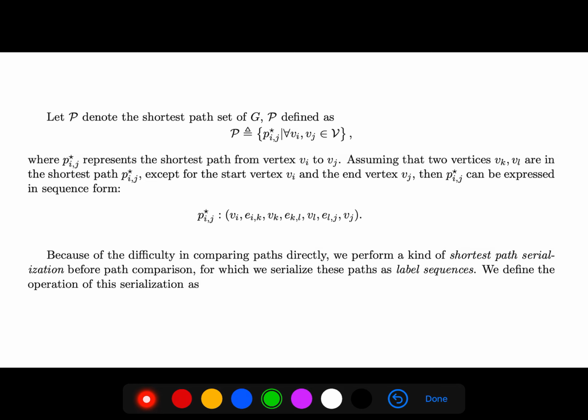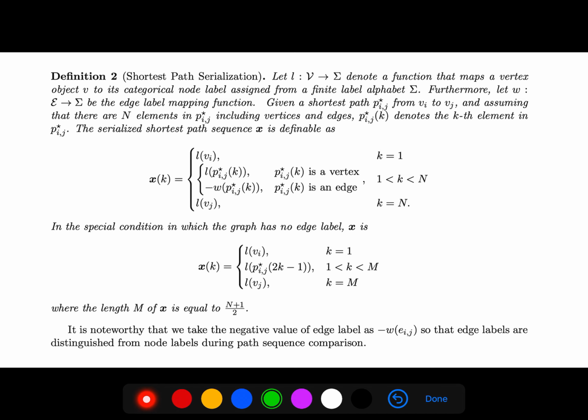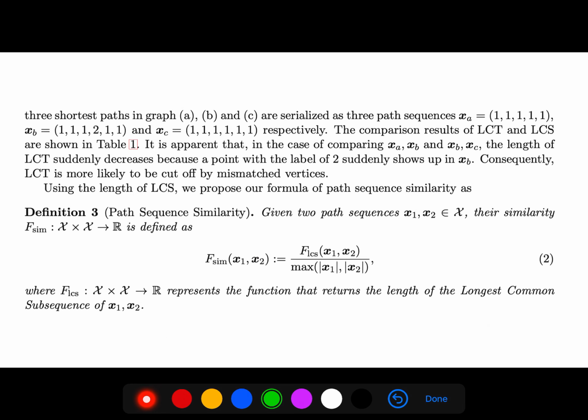Because of the difficulty in comparing paths directly, we perform a kind of shortest path serialization before path comparison, for which we serialize these paths as label sequences. So this is the serialized shortest path sequence. And this is the path sequence similarity. When we have two path sequences x1 and x2, then we can create the similarity.